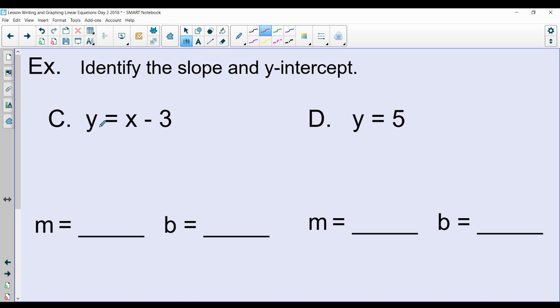On this one, we've got y equals x minus 3. Remember, there's an imaginary 1 there. So the slope is 1. This has a -3, so that means the y-intercept is -3.